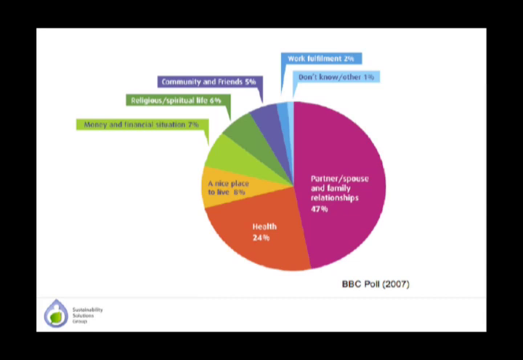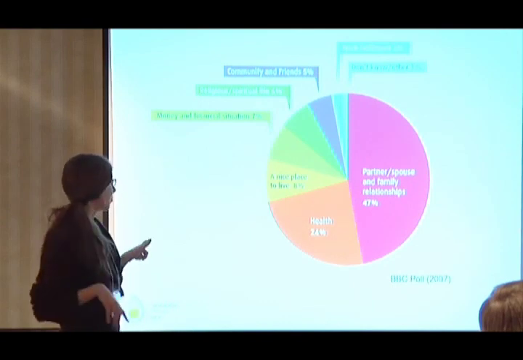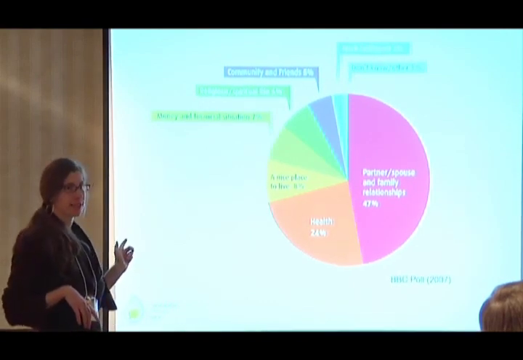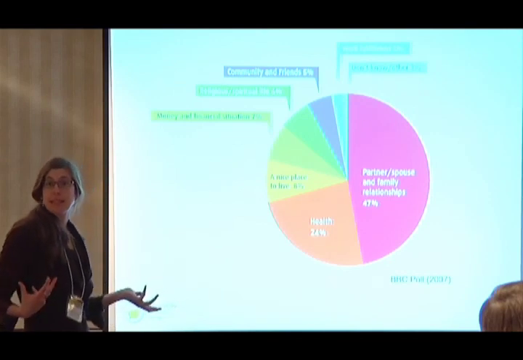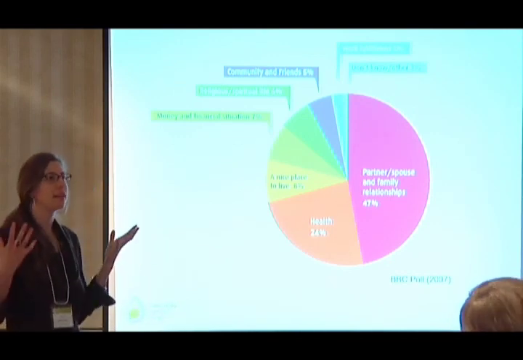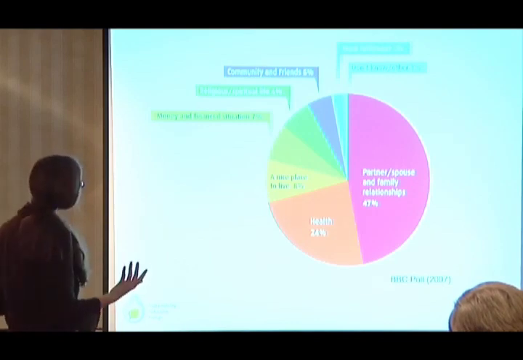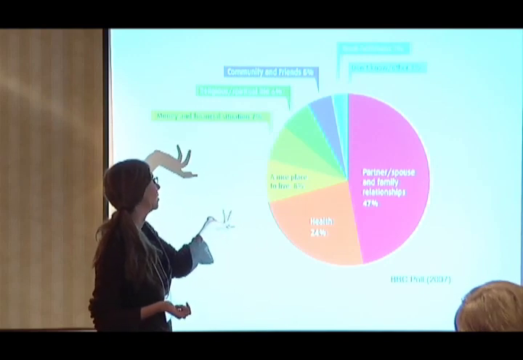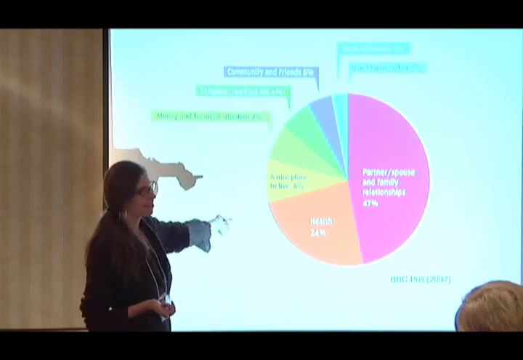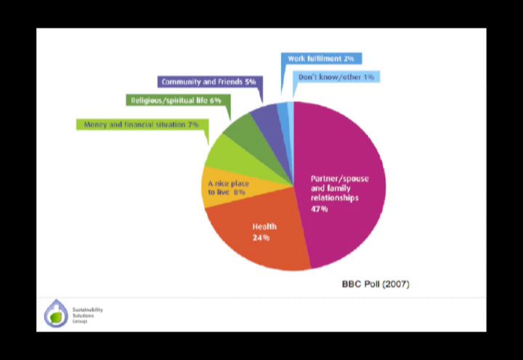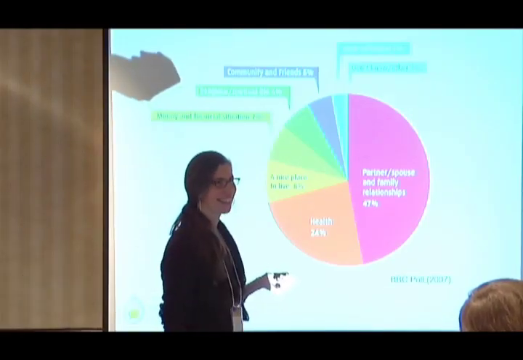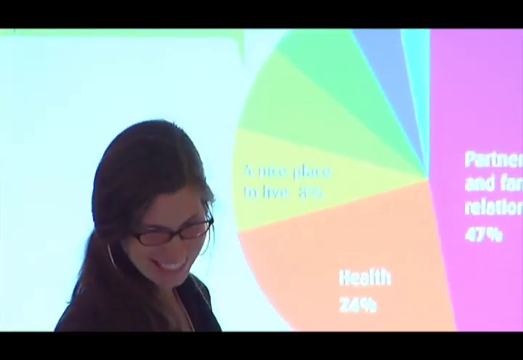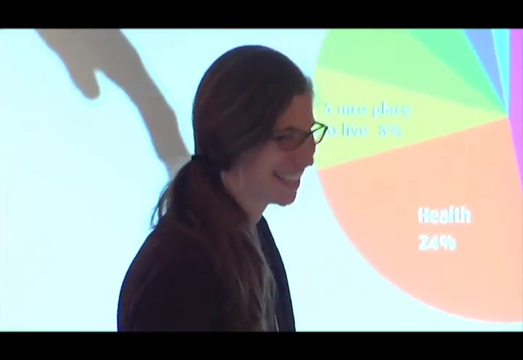And talking about sustainability, I thought this was interesting too. This is a poll that was done by the BBC in 2007, just a survey basically talking to people about how they see their overall well-being and happiness. And I found this interesting because if you look at the pie, 47% of the pie is carved out for partner, spouse, and family relationships, and 24% is health, whereas money and financial situation is only 7%, and a shelter or a comfortable home is only 8%. So I think that's important when we're thinking about... maybe this is England, but I don't know.